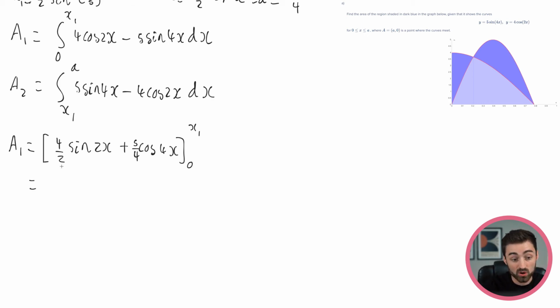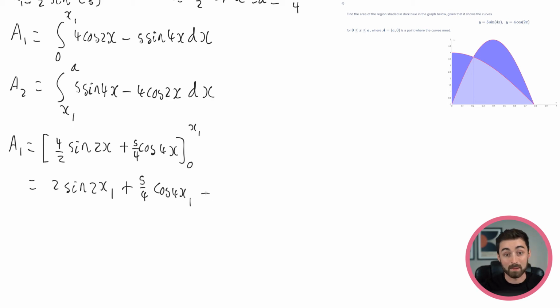So 4 over 2 is 2. So I have 2 sine of 2x1 plus 5 over 4 cos of 4x1. And then I need to minus and then sub in 0 and put all of that in. So I'm going to put a big bracket here because that's super important. 2 sine, and then I have 2 times 0, which is 0, plus 5 over 4 cos, 4 times 0, which is 0. Whoo! Right, what do we have?